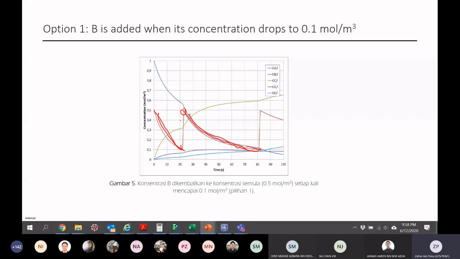So if we keep adding B with the same amount of A, then the production of C can increase like this. So that's one option to get more C. But in this case, you can see that the others, D and E, are also increasing.